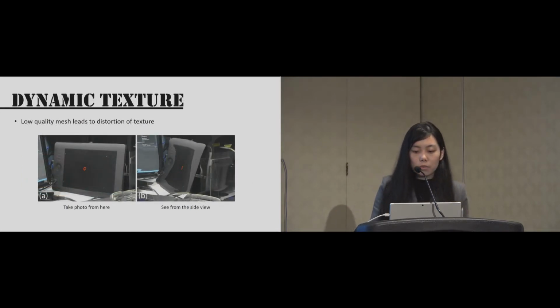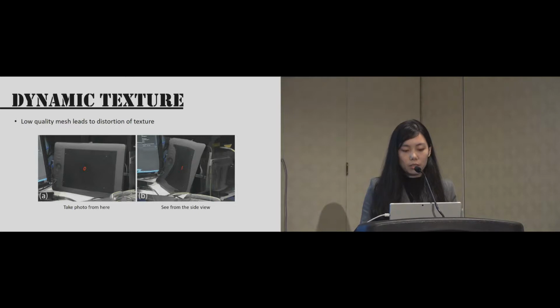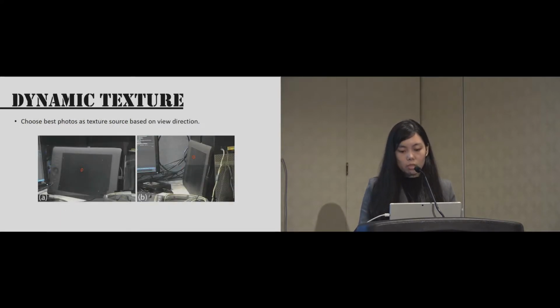And there is another problem due to the low-quality mesh. That is, if we take a photo from the viewing direction in figure A, and then we see from figure B, we will see that the geometry is pretty low and the result is a really bad effect. So we apply dynamic texture, and we let users take multiple photos from different views, and we generate the texture based on the current viewing direction.